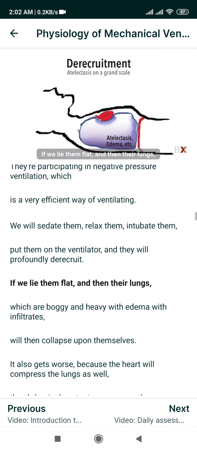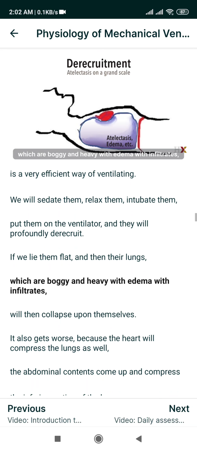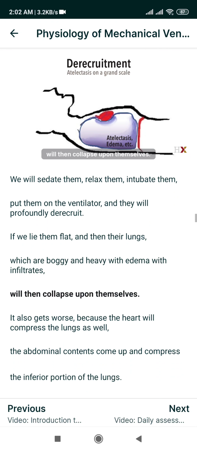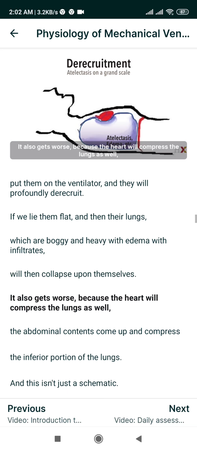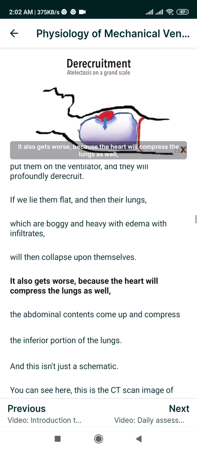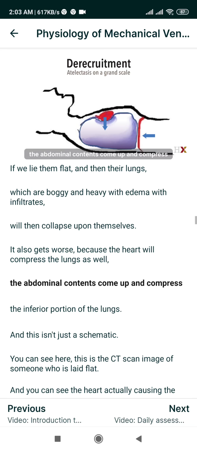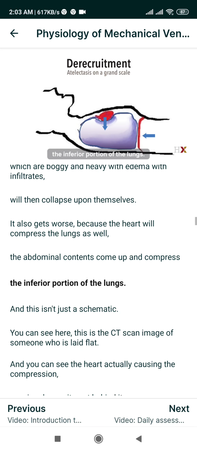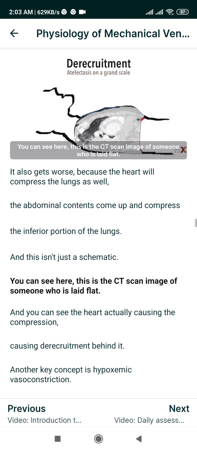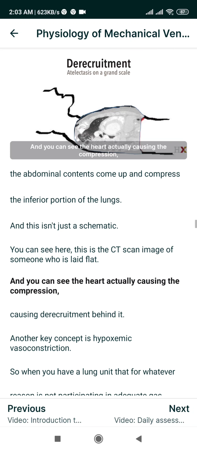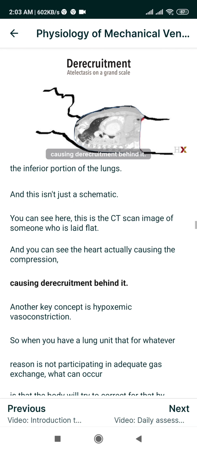We lie them flat, and then their lungs, which are boggy and heavy with edema and infiltrates, will collapse upon themselves. It also gets worse because the heart will compress the lungs as well. The abdominal contents come up and compress the inferior portions of the lungs. And this isn't just a schematic. You can see here, this is a CT scan image of someone who is laid flat, and you can see the heart actually causing the compression, causing derecruitment behind it.